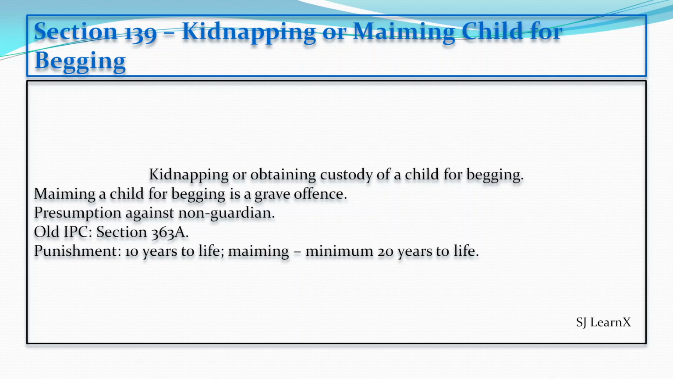Section 139 is a very serious provision, that is kidnapping or maiming child for begging. If a child is kidnapped or custody is obtained for the purpose of begging, this section applies. Example: person A takes a child and makes the child beg at traffic signals. If the child is maimed, that is hand cut, leg injured, eye damage, to increase sympathy. Example: breaking a child's leg so people give more money while begging.